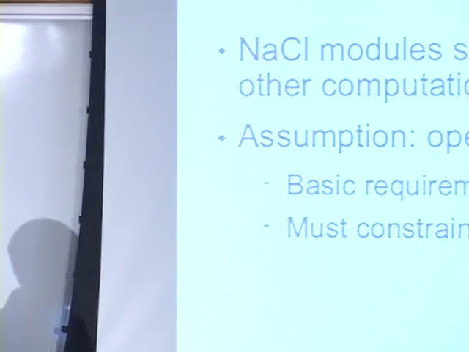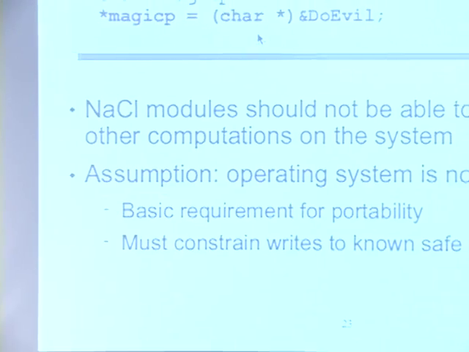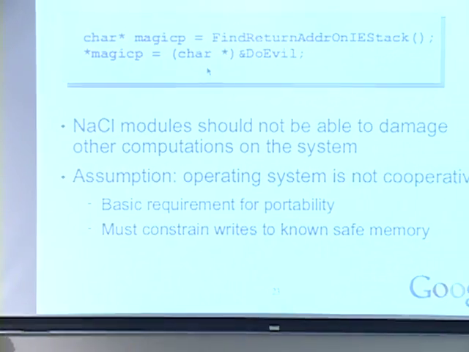So control flow is one thing we need to constrain. We need to be able to tell where the program is going to jump to and make sure it never executes instructions like the system call instruction that we've decided is special. There are some other things we need to constrain too, related to data references. Basically, we want to contain the loads and the stores of the program to make sure they never look at anything outside of the sandbox that we've set up as safe. So native client modules should never be able to damage other computations on the system. If this were running in the same address space as the browser, we need to prevent it from overwriting stuff on the stack of the browser, for example.